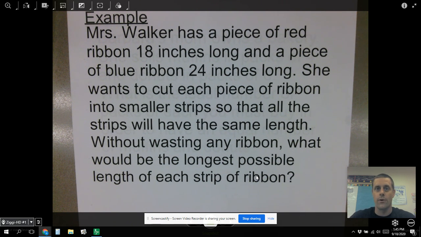In today's lesson, we are going to take what we learned in our previous lessons, the greatest common factor and the least common multiple, and use those tools to solve word problems. So if you look at your screen, we have our first word problem.